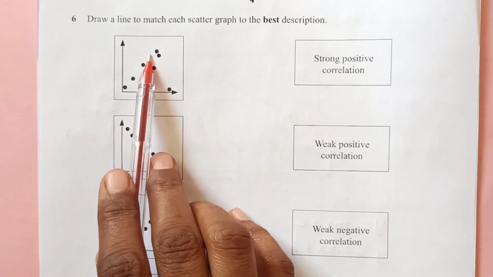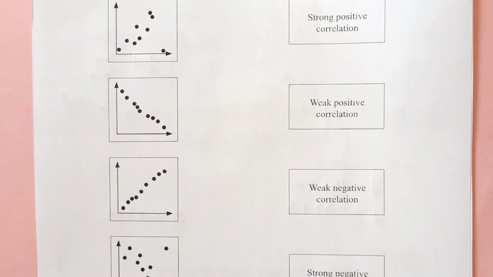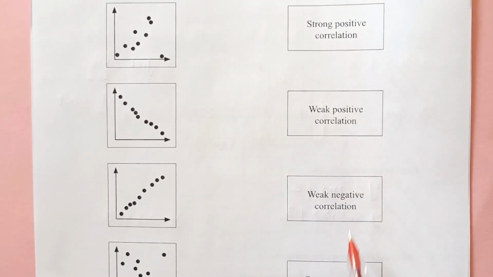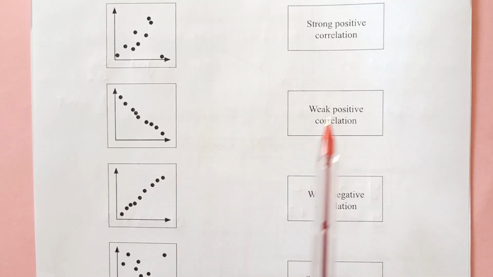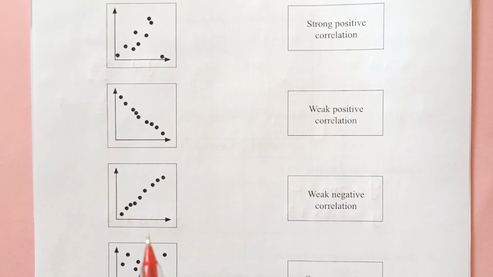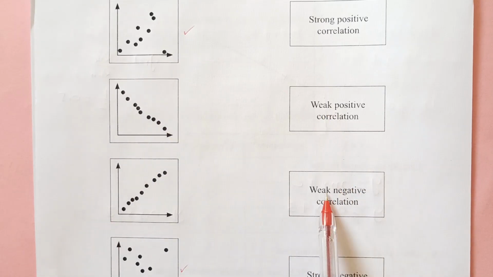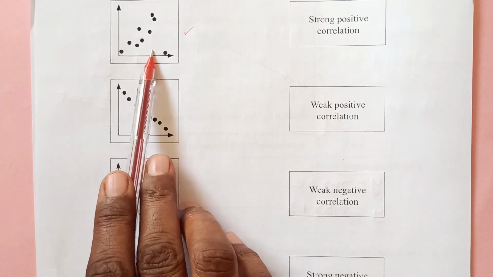Number 6, draw a line to match each scatter graph to the best description. So we have 4 scatter graphs here and we have 4 boxes. Now you see this is strong, weak, weak, strong correlation, right? So the weak ones are the first and the last one.